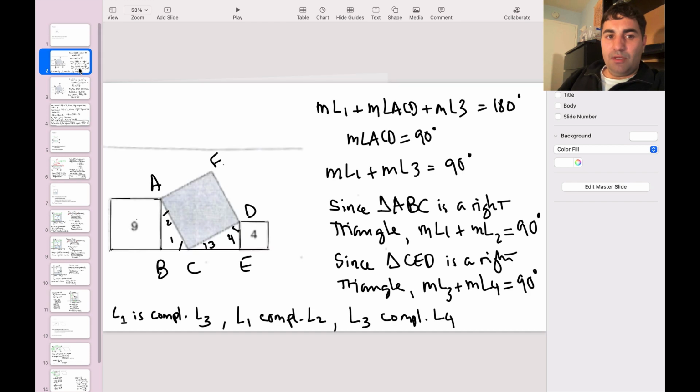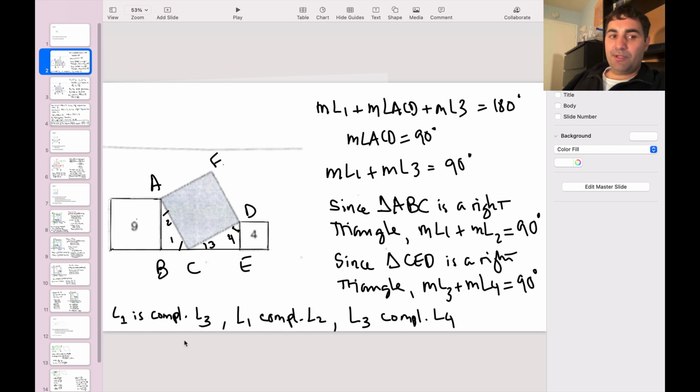So what we can do is mark off these angles 1, 2, 3, 4. Measure of angle 1 plus measure of angle ACD plus measure of angle 3 equals 180 degrees. Measure of angle ACD equals 90 degrees because this middle object is a square, so it has 4 right angles. So measure of angle 1 plus measure of angle 3 equals 90 degrees. So angle 1 is complementary to angle 3. Since ABC is a right triangle, angle 1 is complementary to angle 2, and the same goes for this right triangle CED. Angle 3 is complementary to angle 4.